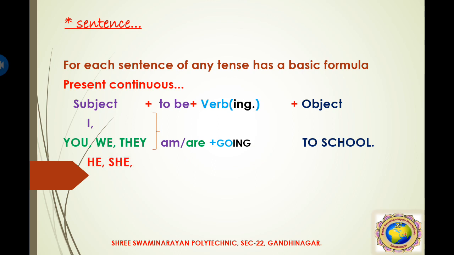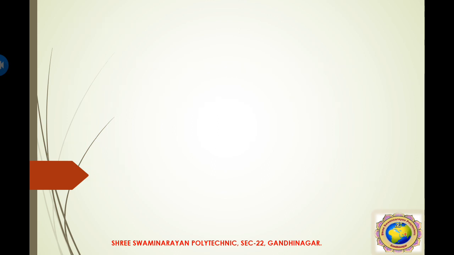In the same way, the third person singular is he, she, it and any name. So here we use the helping verb is: he is going to school. In the same way we can make a sentence in first person singular, second person and third person, or plural form. Now let's discuss some examples in present continuous form. So subject plus to be plus verb plus object. This is the basic formula of present continuous tense.